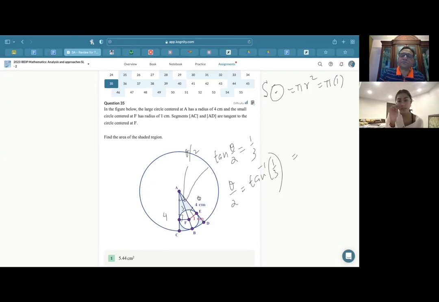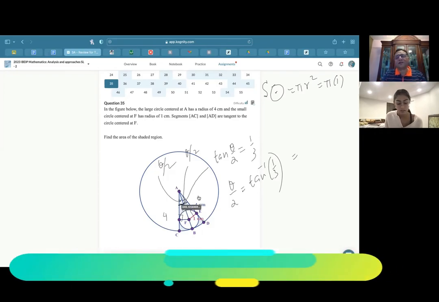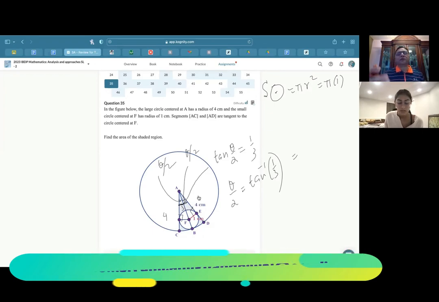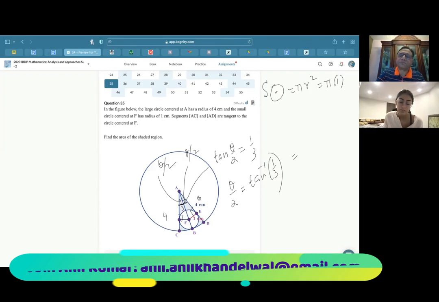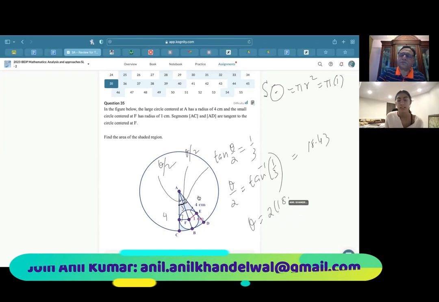Why did we go theta by 2? Is it because the angle is separated into half? I'm using this also theta by 2, this also theta by 2, right? So the total angle will be theta for me. Okay. You could take theta and then multiply by 2. That's okay. Okay. So it's 18.43. Multiply by 2 to get the central angle. 36.86.